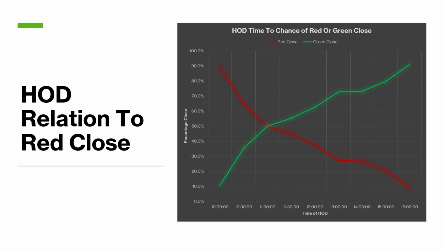This graph depicts the percentage of red and green close dependent on the time of high of day during market hours. The graph plainly shows that a high of day after 11 a.m. is worse than a coin toss, e.g. 50%. Hence, I will very rarely enter after 11 a.m.